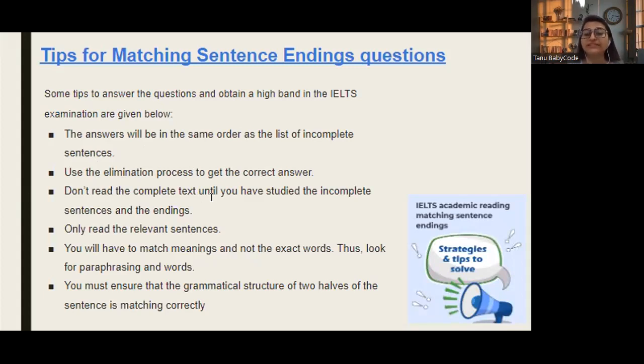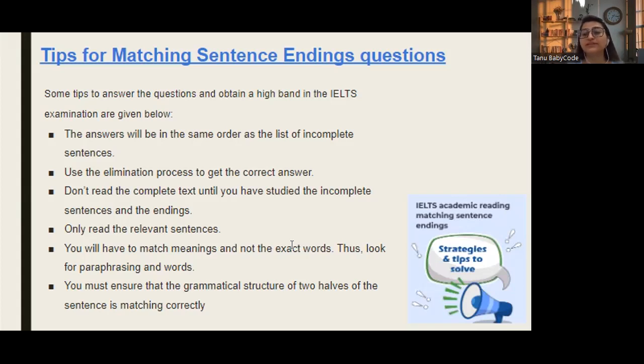Don't read the complete text until you have studied the incomplete sentence and the endings. Reading the incomplete sentence first is the most important part here. You can't read the complete text first. First, you have to read the incomplete sentence and their endings. That means the question first.